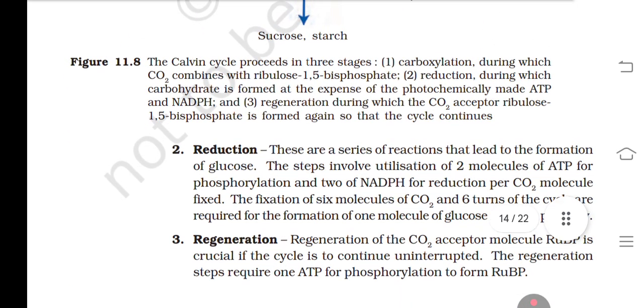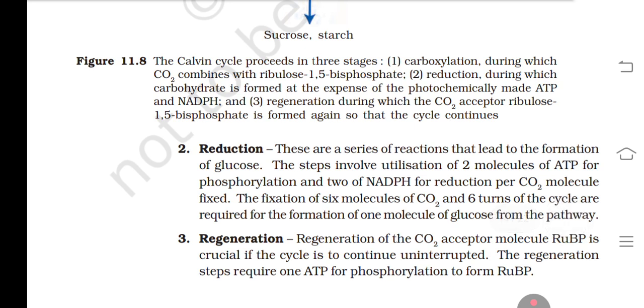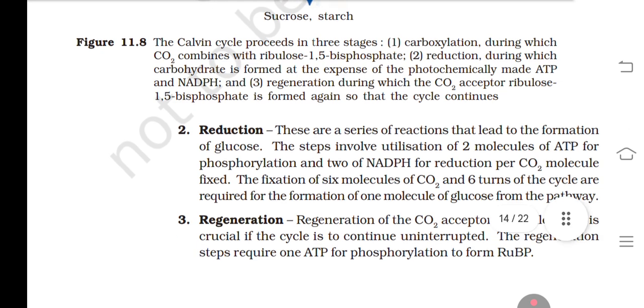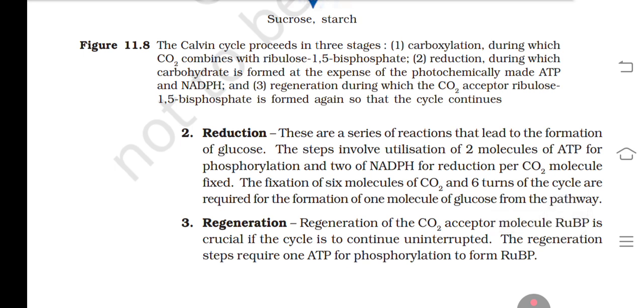The Calvin cycle proceeds in three stages: carboxylation, during which carbon dioxide combines with ribulose 1,5 bisphosphate; reduction, during which carbohydrate is formed at the expense of photochemically made ATP and NADPH; and regeneration, during which the carbon dioxide acceptor ribulose 1,5 bisphosphate is formed again so that the cycle continues.